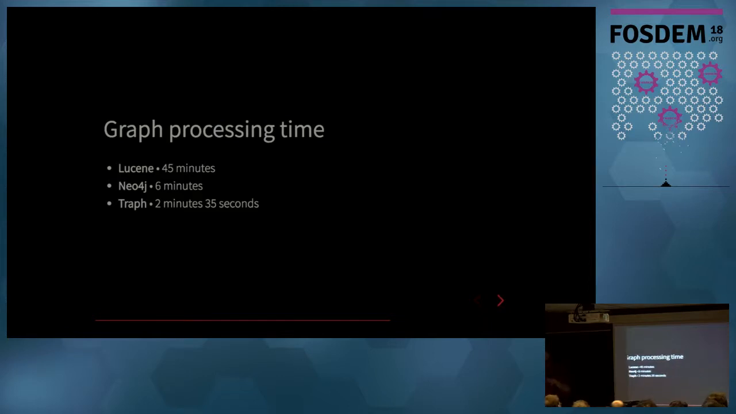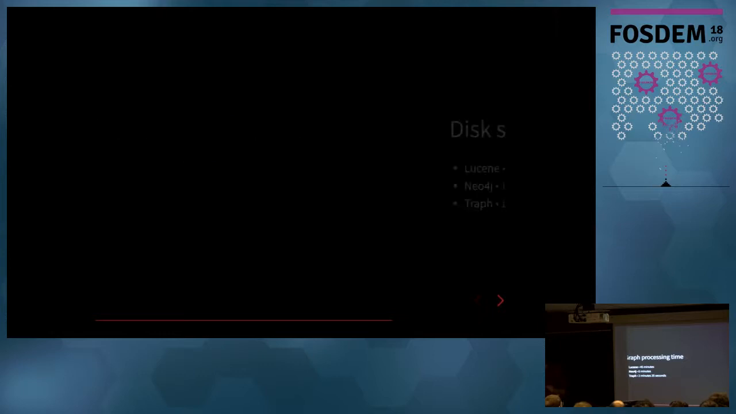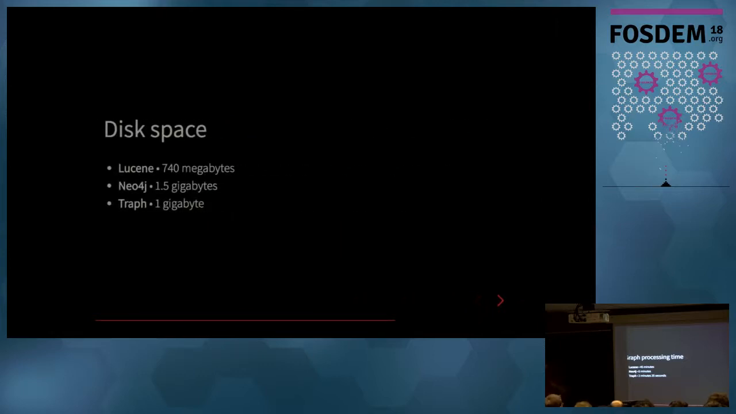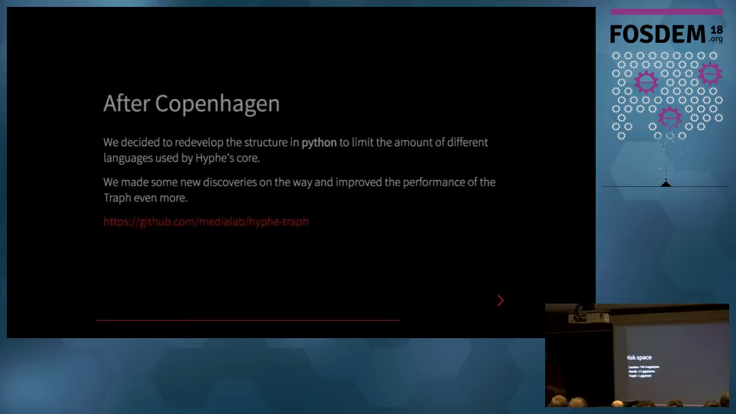To process the graph, to be able to query the graph and get the aggregated graph, Lucene took 45 minutes, Neo4j 6, and the Traph took 2 minutes and 35 seconds. So for now, we are winning. On the disk space, Lucene took 700 megabytes, Neo4j 1.5 gigabytes, and the Traph 1 gigabyte. So Lucene seems to win here, but not for long. Okay, so this is what we did in Copenhagen.